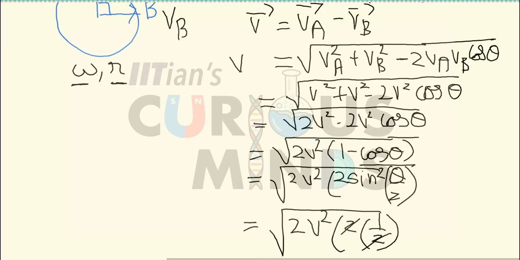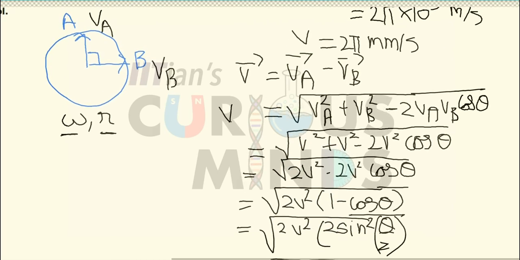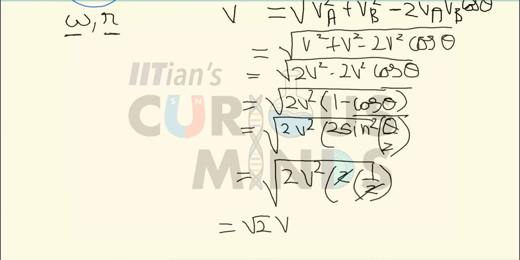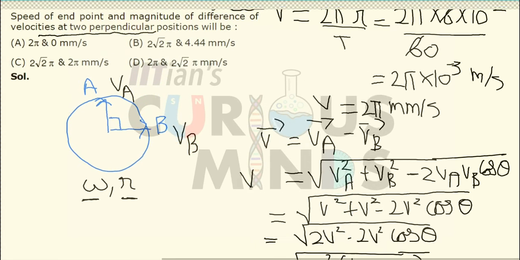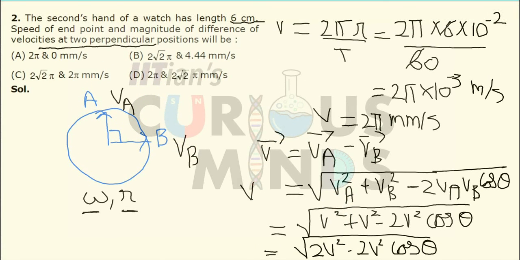The value of V, or the velocity at A, is 2 pi. So it is equal to root 2 into 2 pi millimeter per second. This will be the difference of the velocity at two perpendicular positions. So the first answer should be equal to 2 pi and the second one should be equal to 2 root 2 pi millimeter per second, which is option number D.